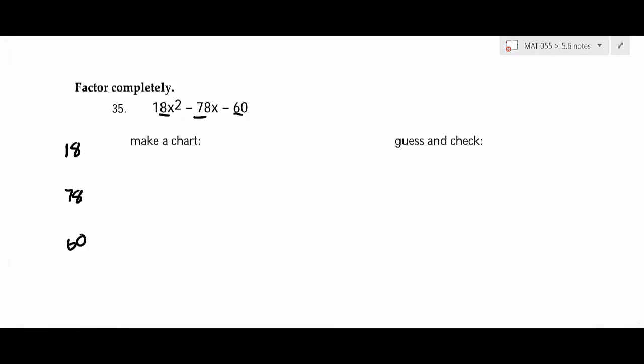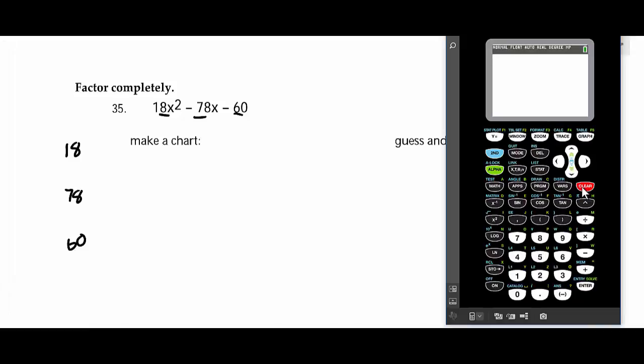Absolutely, they're all even numbers, so they all divide by 2, right? Okay, and there may be something bigger. Now, you can use your calculator to find out a couple of things that help you with this a little bit. I know they all divide by 2.